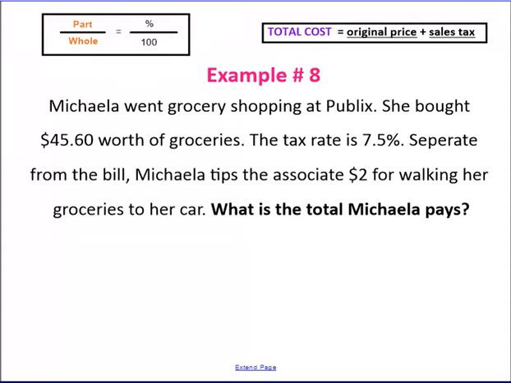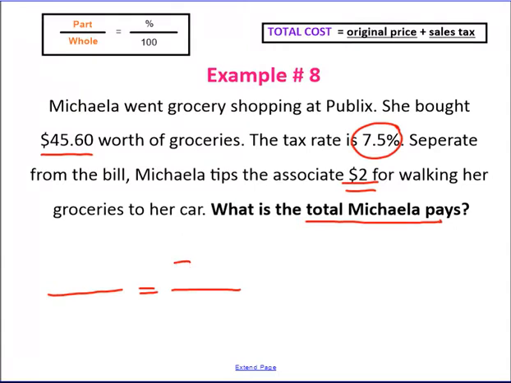All right, example 8. Michaela went grocery shopping at Publix. She bought $45.60 worth of groceries. The tax rate is 7.5%. Separate from her bill, she tipped the associate $2 for walking her groceries to her car. What is the total that she pays? So I have an extra number going on here. I'm going to worry about that $2 all the way at the end. First, I'm going to figure out how much tax I'm paying.